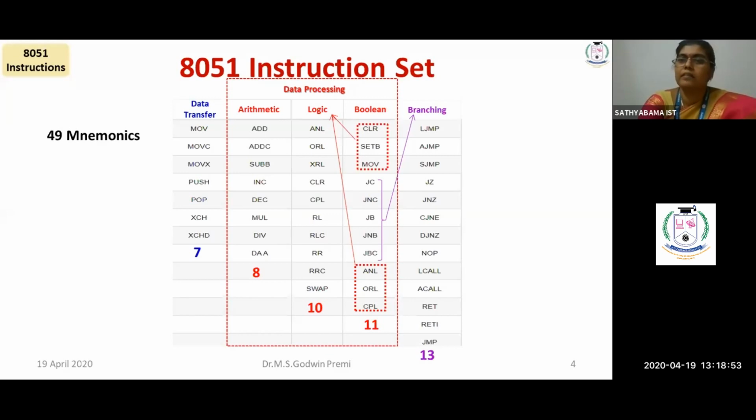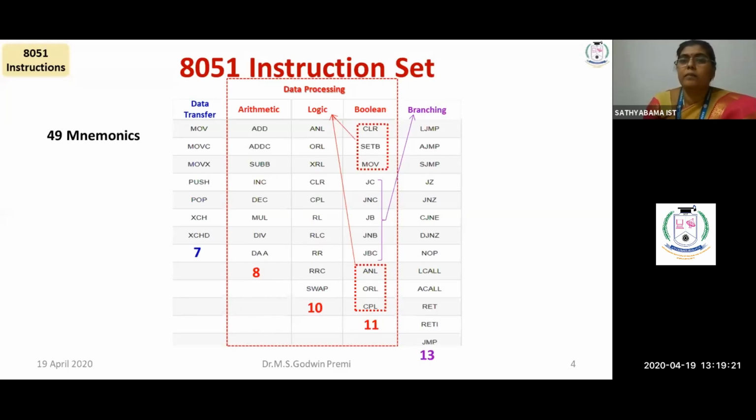These 49 mnemonics are grouped under 3 categories: data transfer, data processing and branching. In data transfer, there are 7 mnemonics. In data processing, there are 8 plus 10 plus 11. So 18 plus 11, that is 29 instructions in data processing. In branching, there are 13 instructions. So these are the 49 mnemonics.